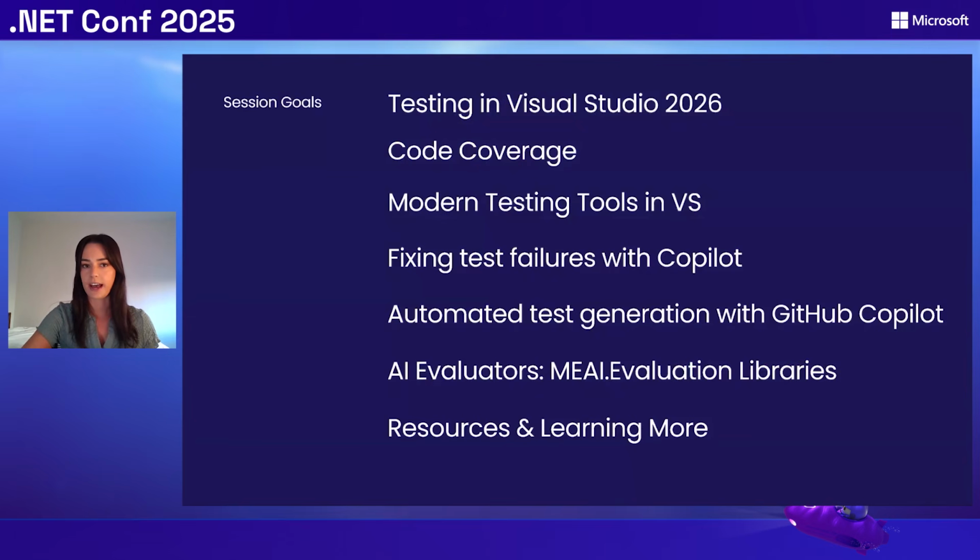Then we're going to take a look at MEAI evals, or the Microsoft.Extensions.AI evaluation libraries, and how they can help you test your AI generated output. So whether you're maintaining some legacy code or you want to improve your test suite, or you're just curious about where AI fits into the modern developer workflow, this session is for you. So let's go ahead and dive in.